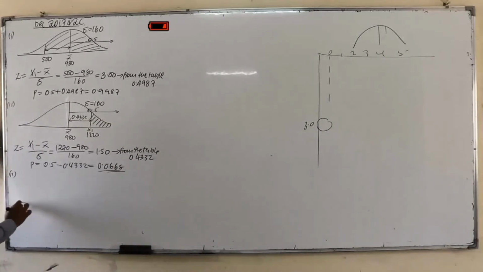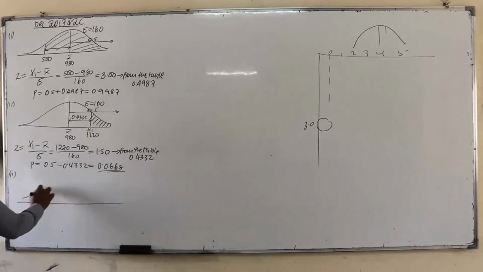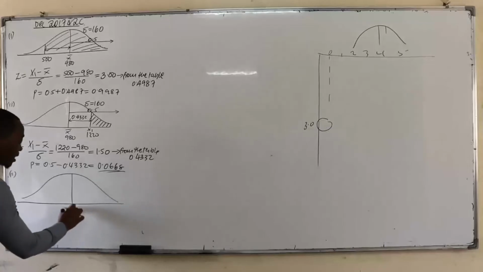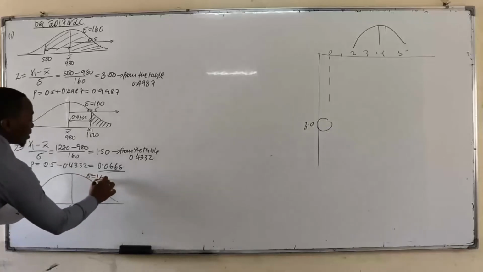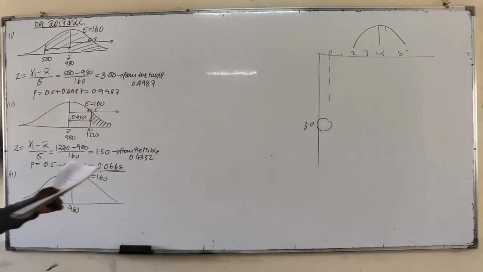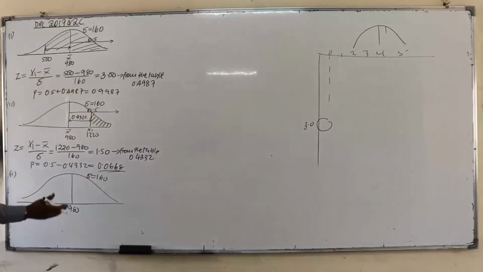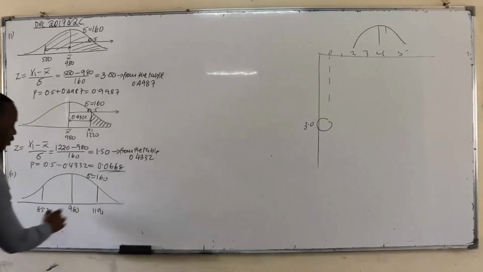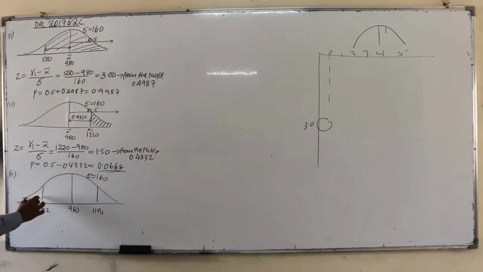Number three. So draw something like that. So X bar does not change, it is 980. Standard deviation is 160. It lies between 852 and 1100. 852 is on the lower side, and 1100 is on the upper side. So if it lies in between, that's the required part.